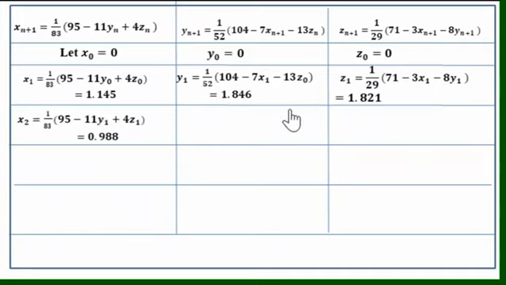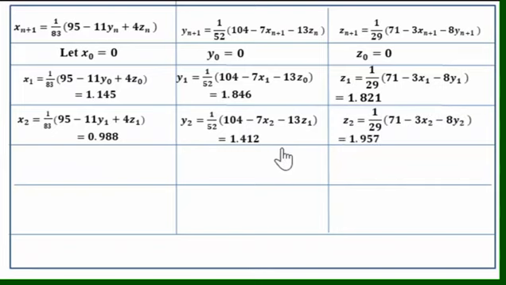Then we calculate x2, y2, z2 in the same manner, that is x1 replaced by x2, y0 by y1, z0 by z1. Put these 2 values, y1, z1, here, and we get x2 as 0.988. Then for y2, look at the previous formula, replace x1 by x2, z0 by z1 and use the recent values. We get y2 equal to 1.412. Then z2 is 1/29 (71 - 3x2 - 8y2). We get 1.957 using these 2 latest values. This completes the second iteration.